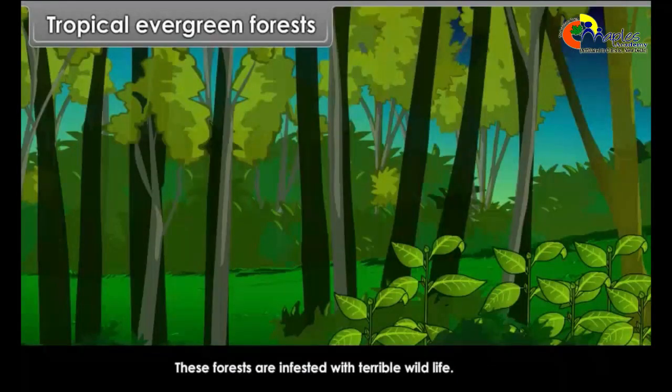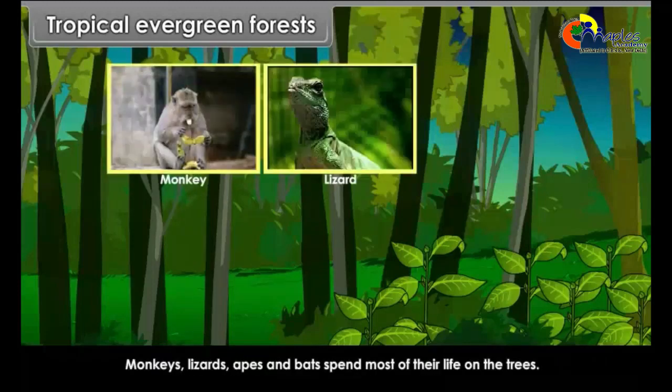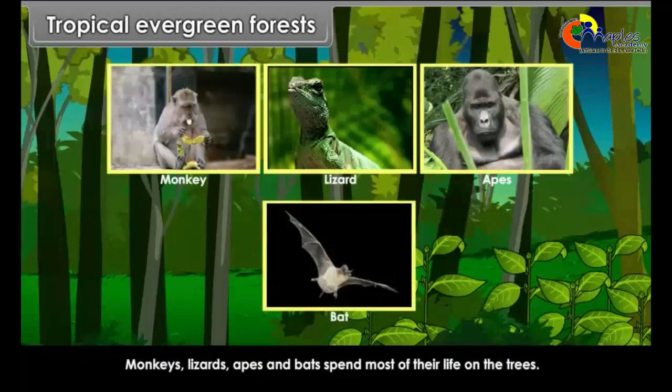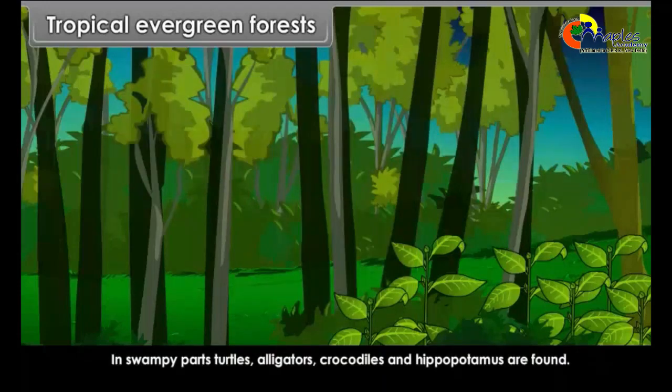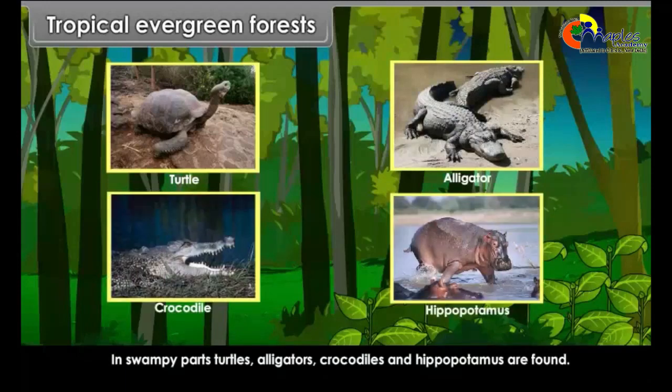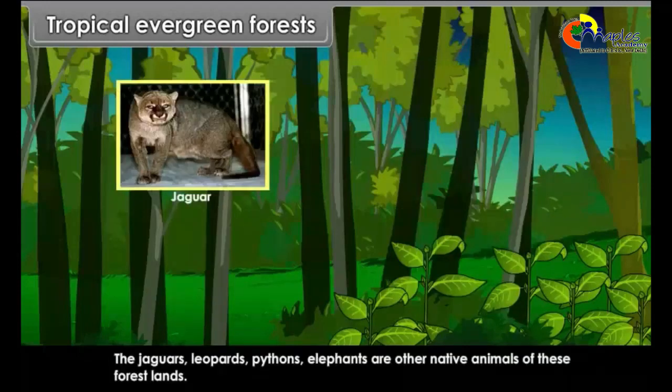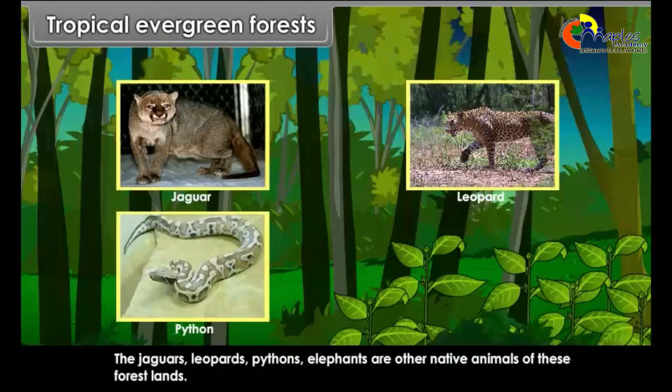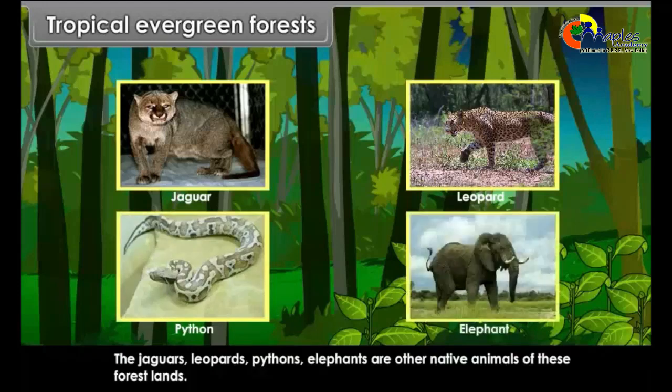These forests are infested with terrible wildlife. Monkeys, lizards, apes and bats spend most of their life on the trees. In swampy parts, turtles, alligators, crocodiles and hippopotamus are found. The jaguars, leopards, pythons and elephants are the other native animals of these forest lands.